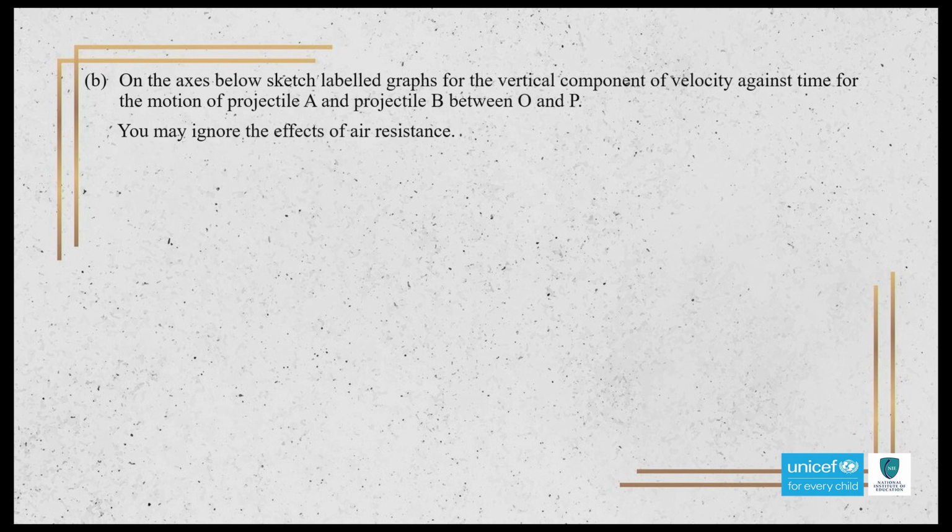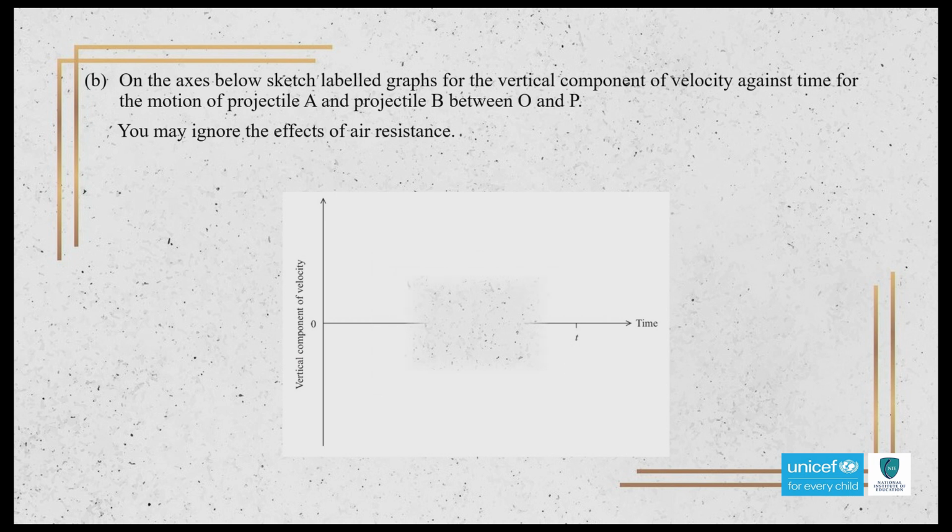Then, on the axes below, sketch and label graphs for the vertical component of velocity against time for the motion of projectile A and projectile B between O and P. You may ignore the effects of air resistance. As I said in my explanation, we are neglecting air resistance. Then, students, when you are drawing the graph of object A, you can see in the diagram that object A has still not reached the maximum height. If it reached the maximum height, its vertical velocity would be 0, but it has not reached it, that is why it will not touch the time axis.